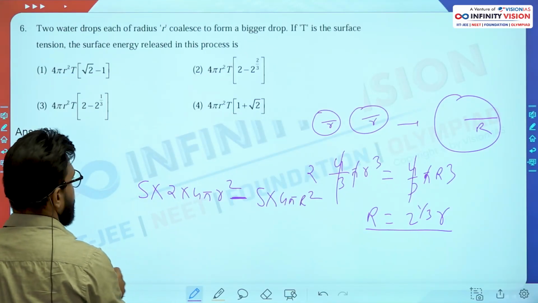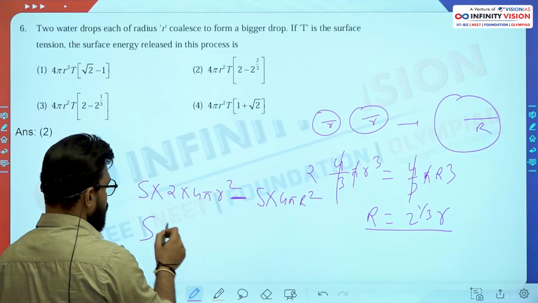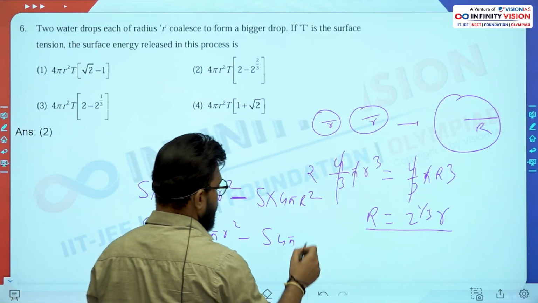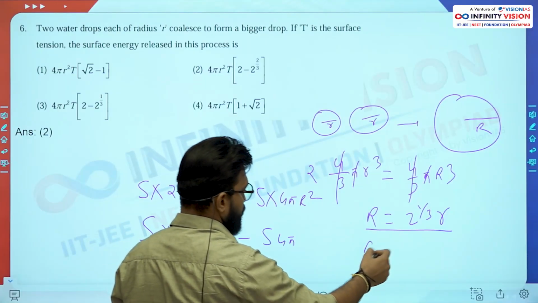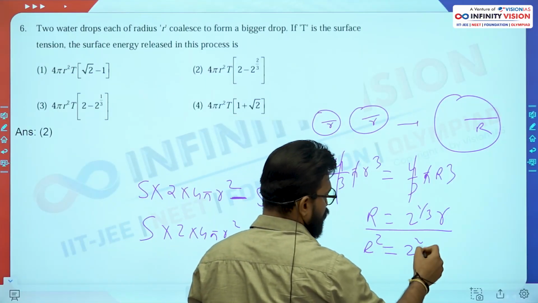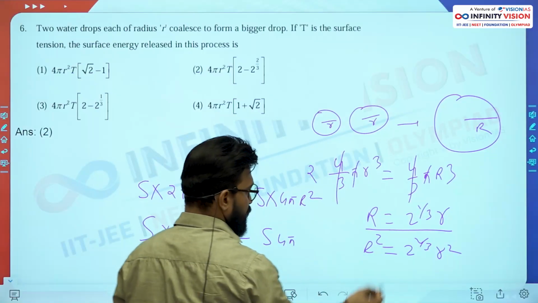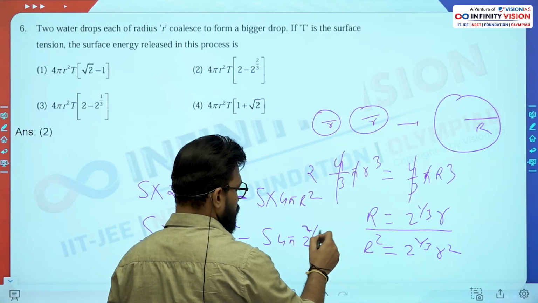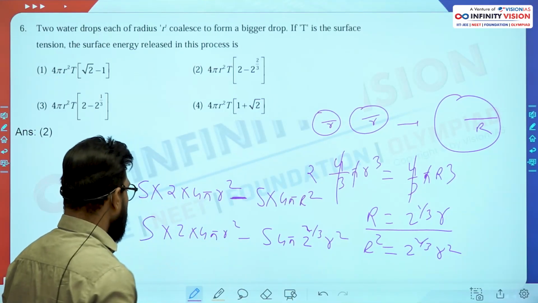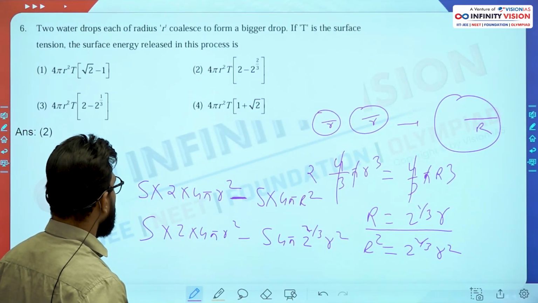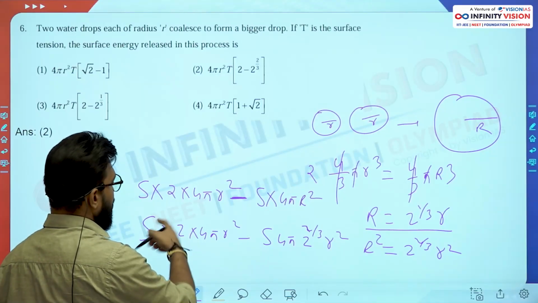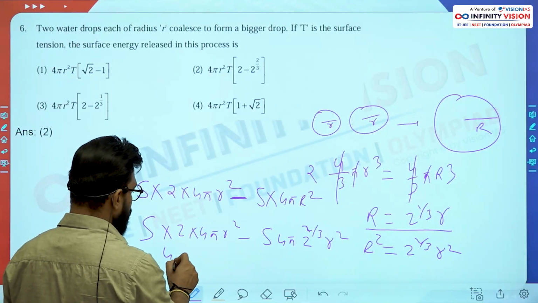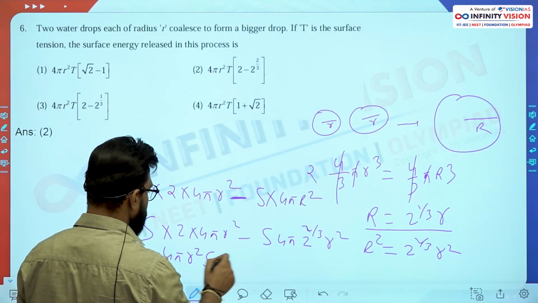What we can take here: first of all, we're going to put the value 2 into 4 pi r square minus s 4 pi. We're going to put the value of capital R square, which is nothing but 2 by 3 into r square. So what we can take common is 4 pi r square into s, where s I have taken as surface tension. So it would be 4 pi r square into s.